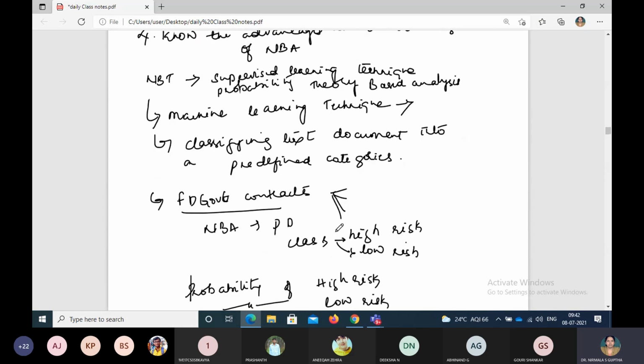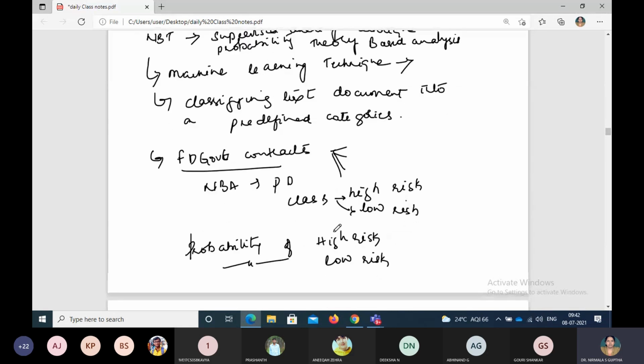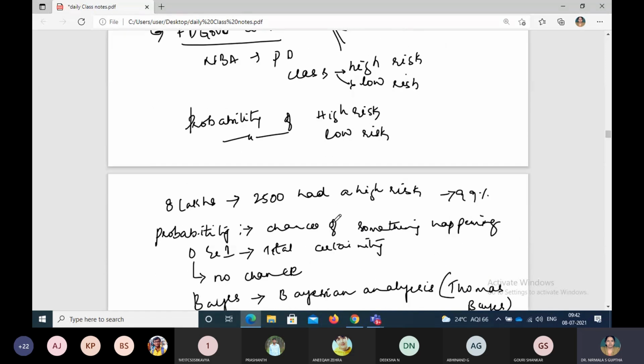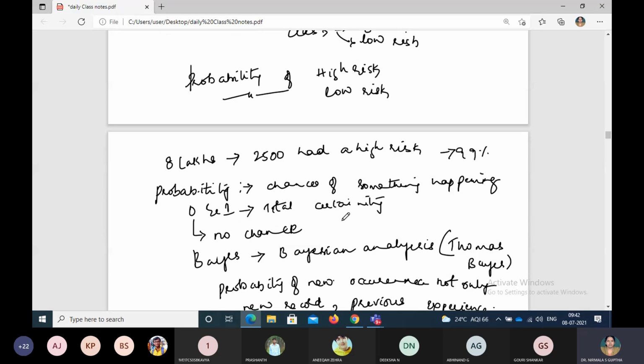And we have taken fraud detection in government contracts as an example to know the probability and the 2 categorical classes with the predicted values as high risk and low risk, and we tried to understand the probabilities of high risk and low risk for an estimated 8 lakh pairs of private and public activities. So it has been designed and analyzed with the values as 2500 at high risk and almost a 99% risk factor. Then we tried to derive the word probability, which occurs frequently everywhere in the naive Bayes analysis technique.